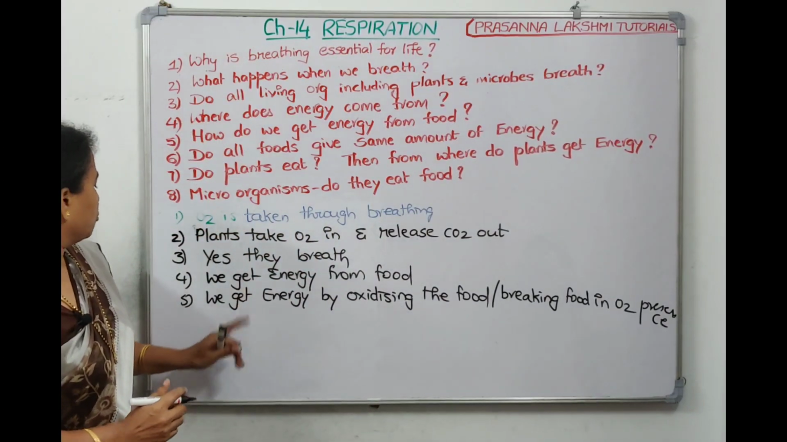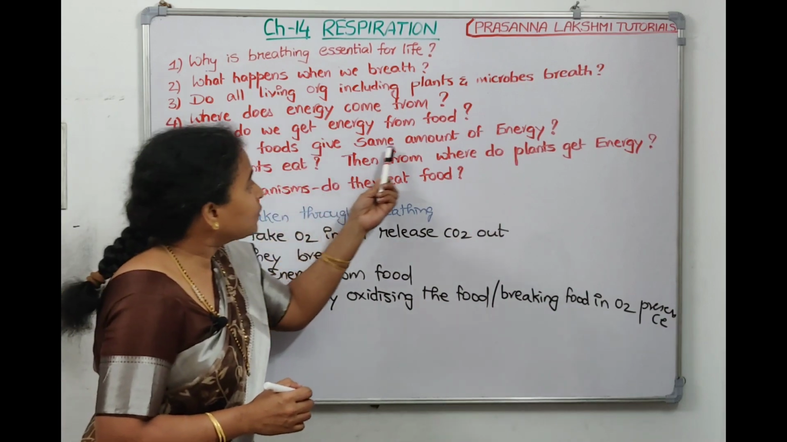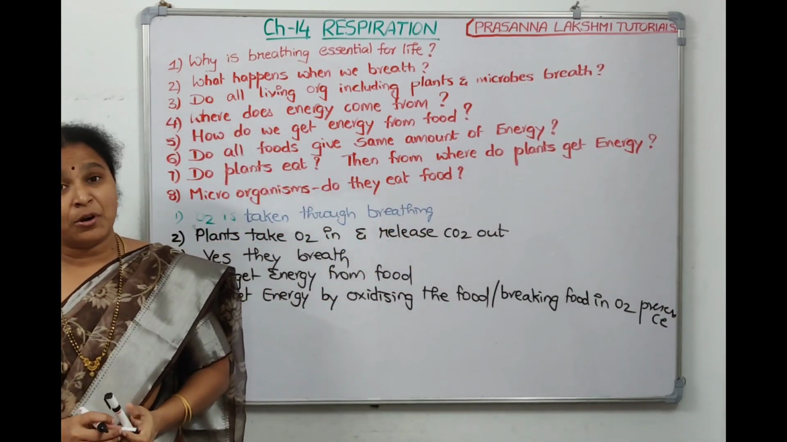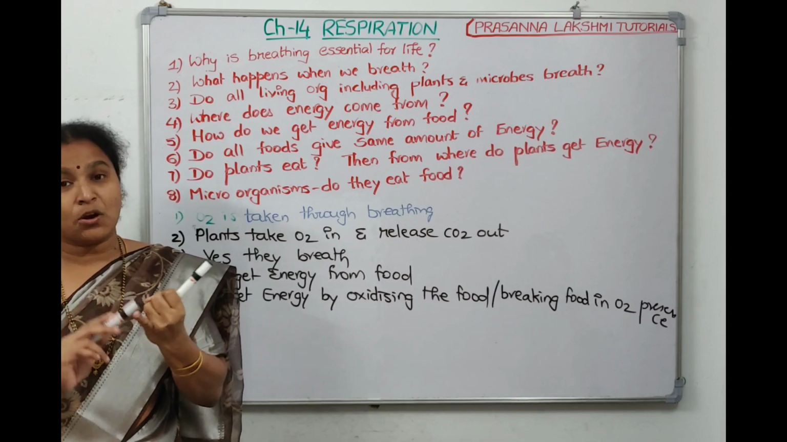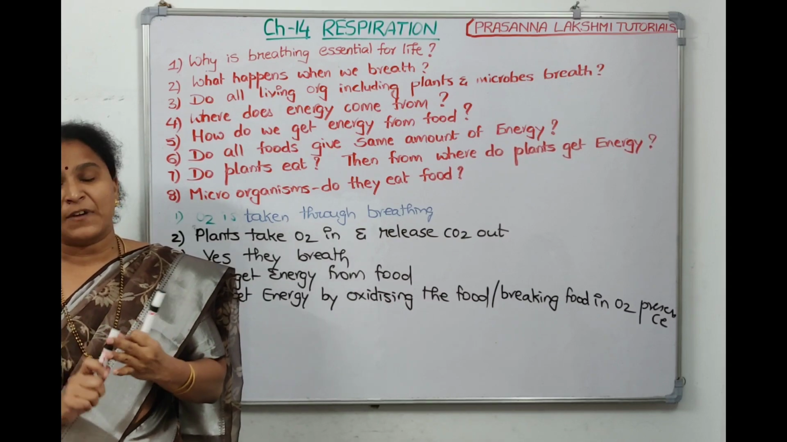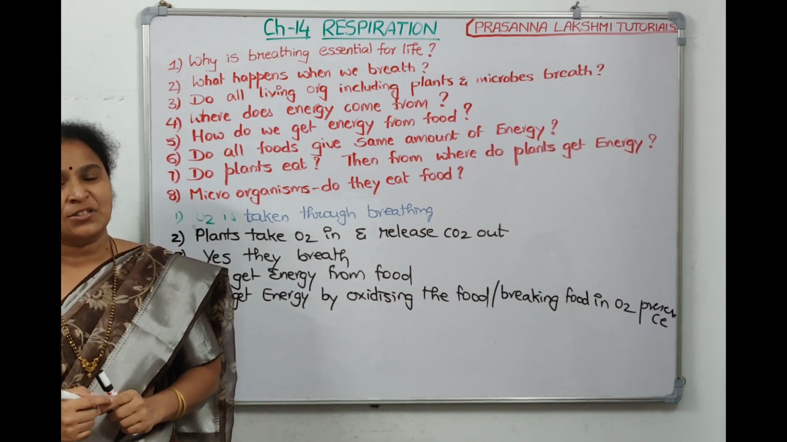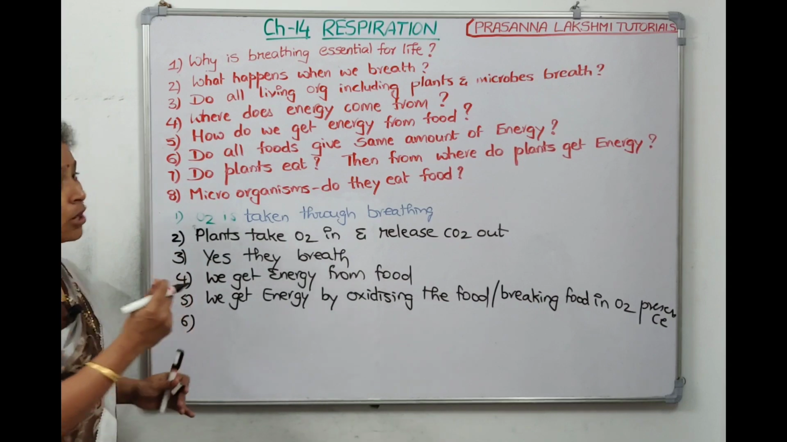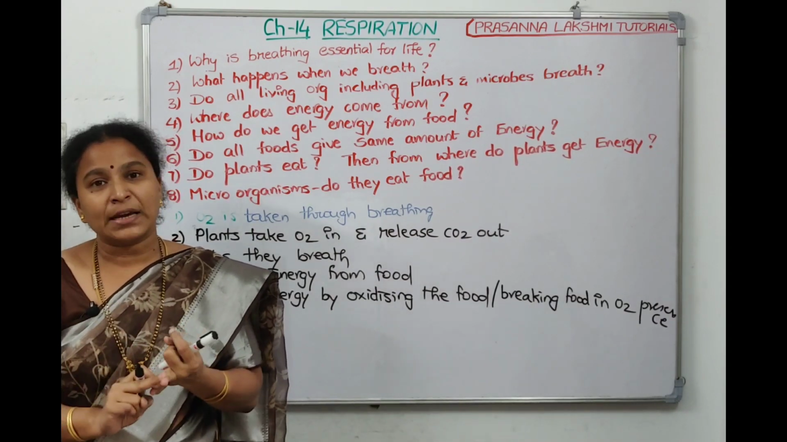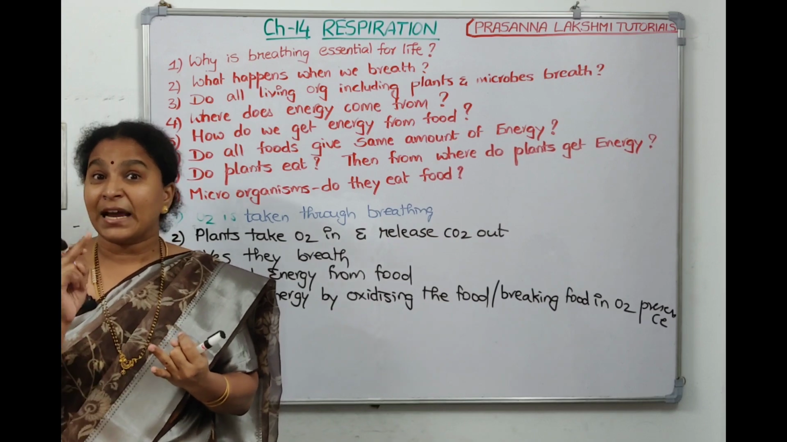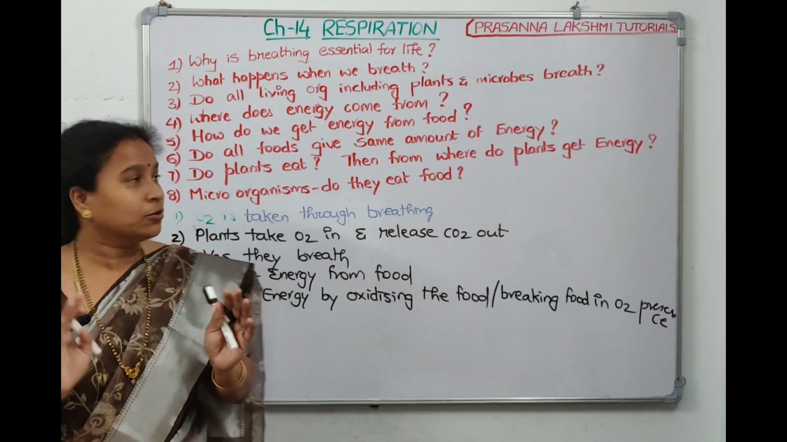Next question, question number 6. Do all foods give the same amount of energy? Come on, think. So what do we take as food: carbohydrate, protein and fat. Do all the foods give the same amount of energy? No, we studied in the digestion chapter. We studied that carbohydrate will give 4 kilocalories of energy, protein also will give 4 kilocalories of energy, fats give 9 kilocalories of energy. So that means all the foods will not give the same amount of energy.